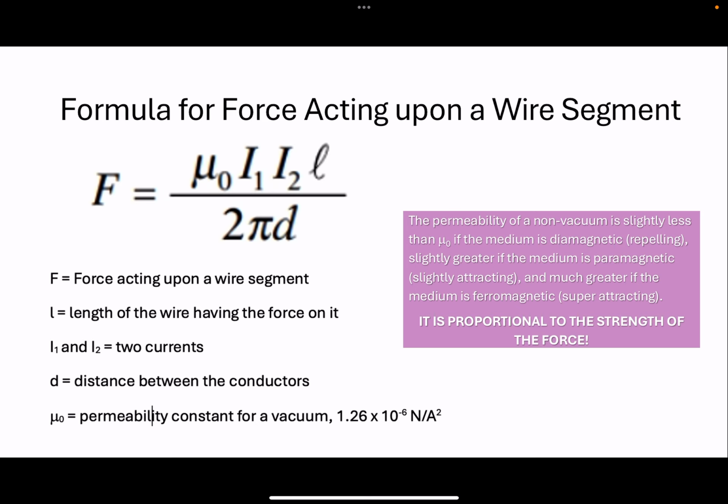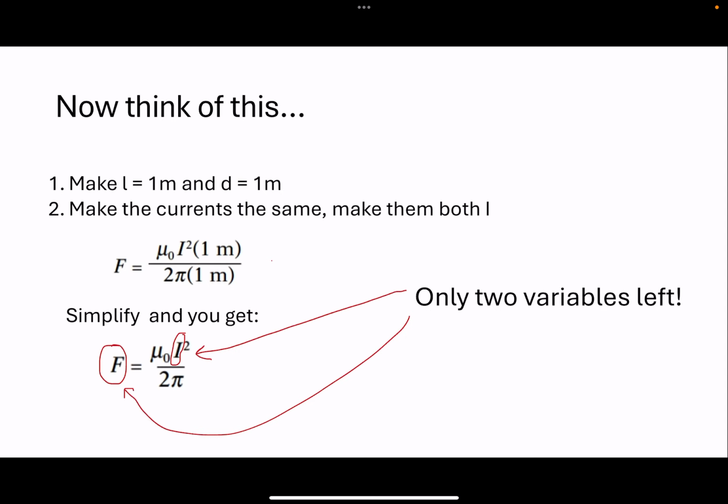So the other things in our formula we have there, we have I1 and I2. Those are the two currents going through the two wires respectively. We have L, the length of the wire having the force on it, like the length of the wire that we're trying to figure out how much force is on it. And then the denominator, we have 2, which is the number. We have pi, which is the number. And we also have d, the distance between the conductors. So now give a little think on this, right?